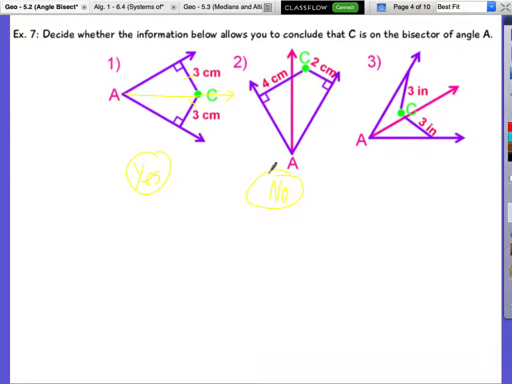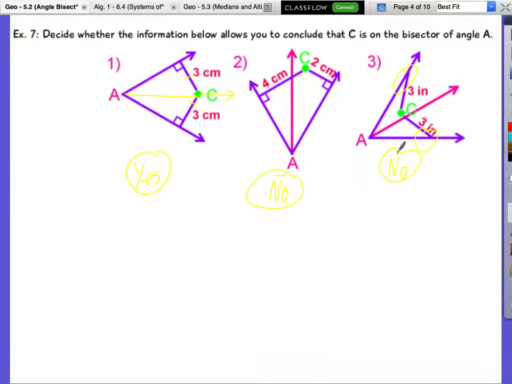And then on 3, do we have enough information to conclude it? No. Why not? We don't know the right angle there. We aren't told what kind of angles they are. There is no right angle there, so we don't know whether they're measured along the perpendicular. It's the same distance, but we don't know it's a right angle.